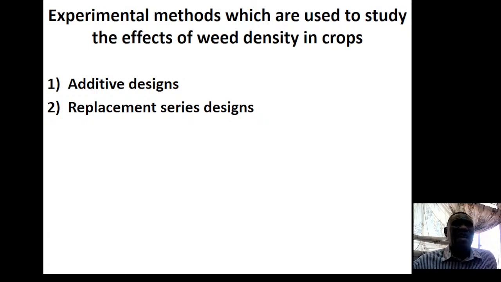So what we have just done is to focus on additive designs or additive experiments, which I think you may want to use. Then replacement series designs or experiments, which I think are also relevant. I have left out other studies which I think may not be of interest to breeders or agronomists. Those ones may be of interest to wheat scientists.